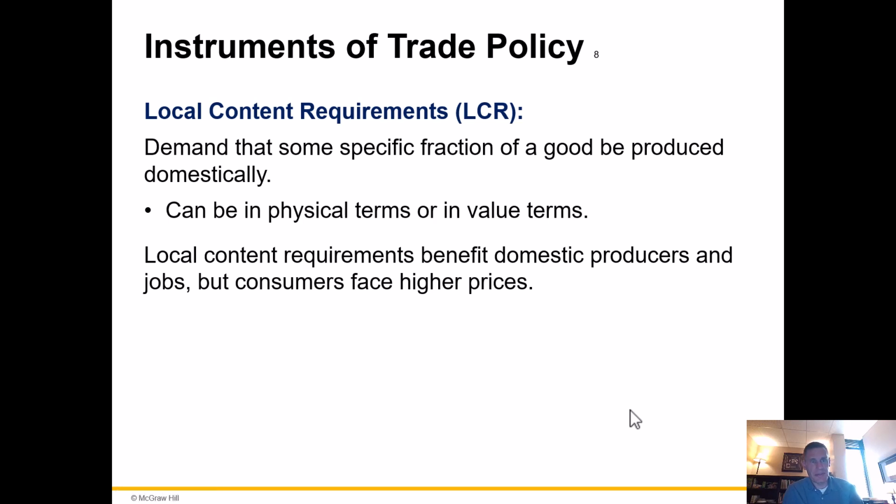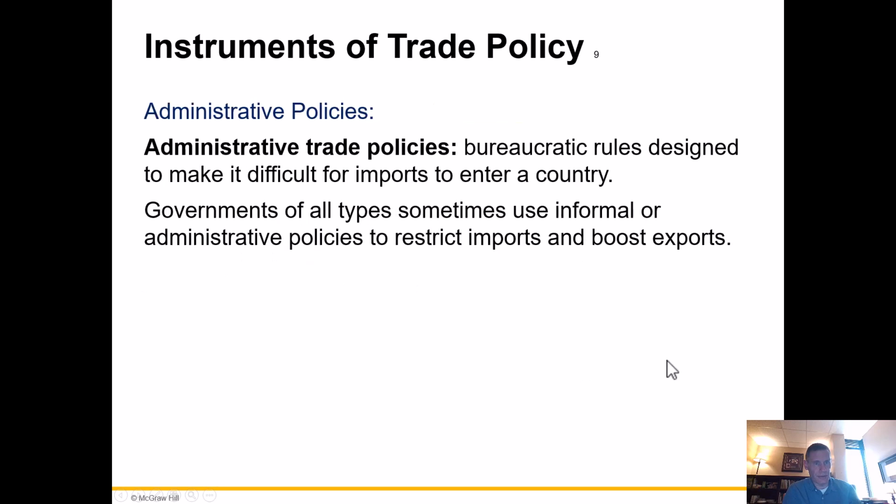LCRs, local content requirements. So these demand that some specific fraction of a good be produced domestically. It could be specified or enumerated in physical terms or in value terms. Local content requirements benefit domestic producers and jobs, but consumers can face higher prices as a result. Administrative trade policies are bureaucratic rules designed to make it difficult for imports to enter a certain country. Governments of all types sometimes use informal or administrative policies to restrict imports and boost exports.